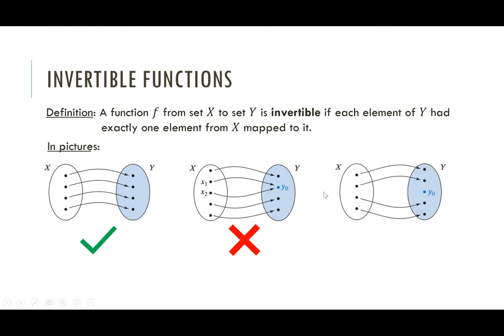And how about this? Well, each element of y that has an arrow pointing to it has only one element of x pointing to it, but this y0 doesn't have anything pointing to it. And by definition, the function is invertible if every element of y has exactly one element from x mapped to it. And this has 0, not 1. So this is also not invertible.